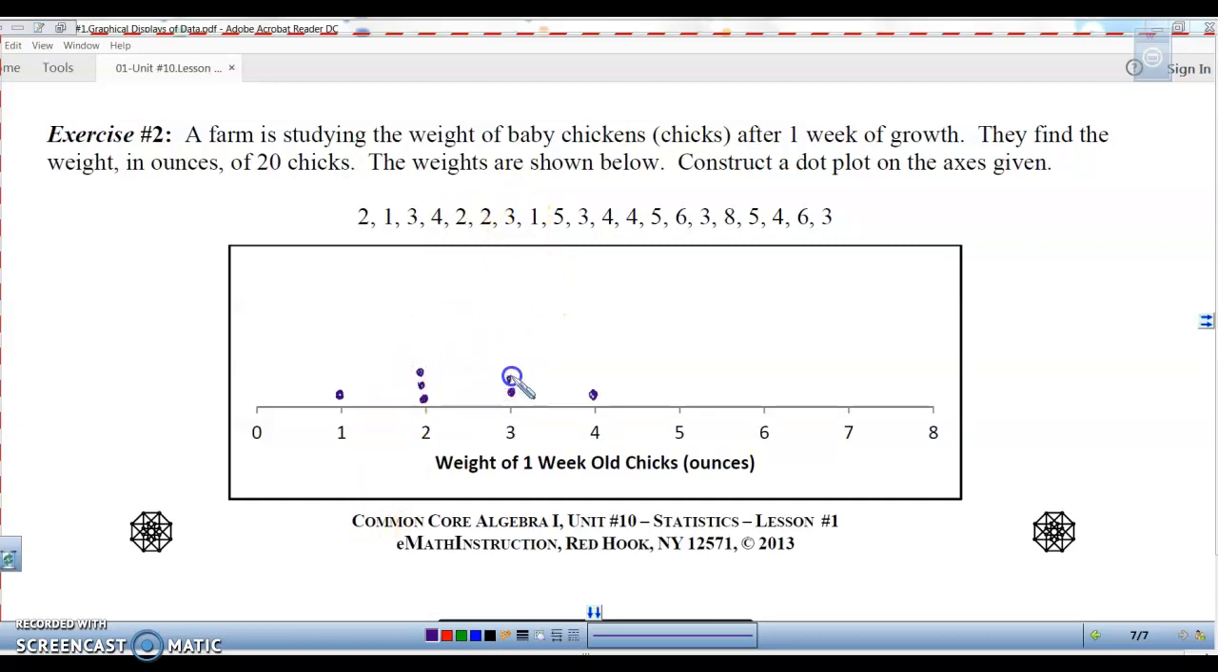Then another 3, a 1, a 5, another 3, 2 4s, another 5, a 6, a 3, an 8, which would be down here, a 5, I'm going a little crooked here, a 4, a 6, a 3. Okay, so our dot plot should look something like this.